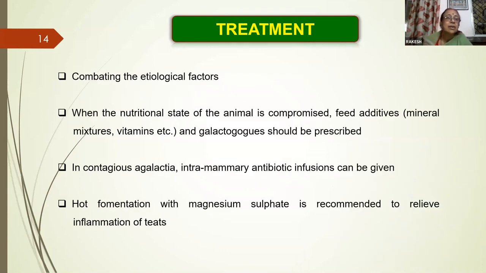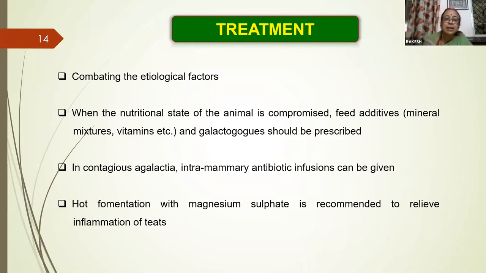Then the treatment aims at combating the etiological factor. The treatment should be according to the etiology. If there is nutritional deficiency, then feed additives, mineral mixtures, and vitamins should be given. A galactagogue should be prescribed. Whenever possible, if there is no herbal product in that area, you can go for allopathic ready-made products.